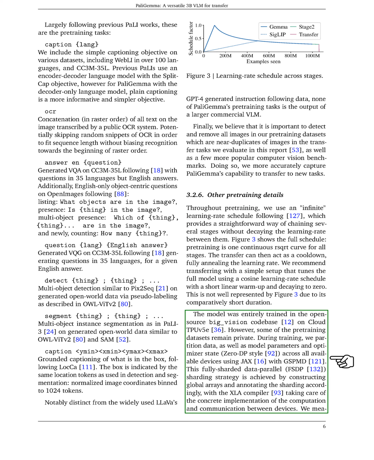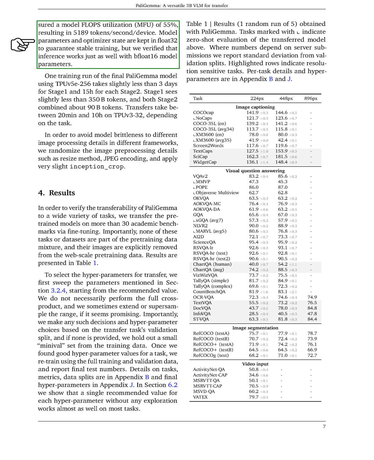During training, we distribute data, model parameters, and optimizer state across all available devices using JAX with GSPMD. This strategy, called Fully Sharded Data Parallel (FSDP) sharding, involves dividing the data and computations among devices efficiently. We achieved a model flops utilization of 55%, resulting in 5,189 tokens processed per second per device. The model parameters and optimizer state are stored in float32 to ensure stable training, but we confirmed that using bfloat16 for model parameters during inference works equally well.